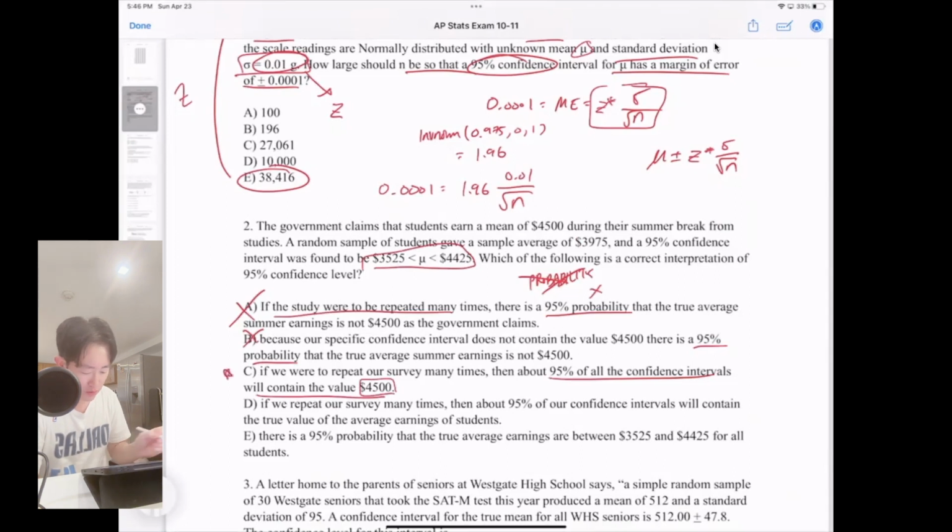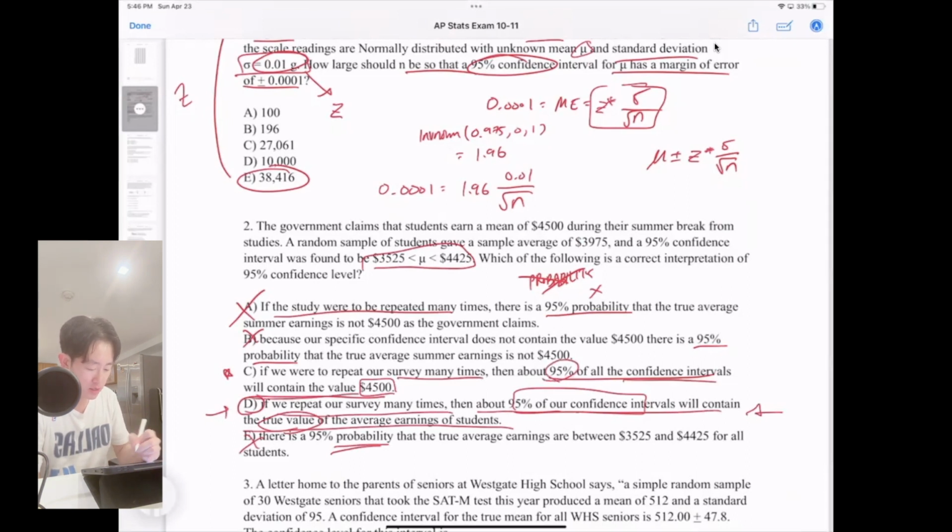This one I'll just put aside for now. If we repeat our survey many times, then about 95% of our confidence intervals will contain the true value of the average earnings of the students. Okay, first of all, D sounds the best. It's going to capture the true value in 95% of our confidence intervals. This sounds to be the best answer. Okay, so first of all, there's the word probability in E. And if we were to repeat the survey many times, then about 95% of all confidence intervals will contain the value of 4,500. It's not a guarantee. We're not talking about 4,500. We're talking about the true value of the average earnings. This is just a claim that they have made. Therefore, the correct answer here should be D for number two.